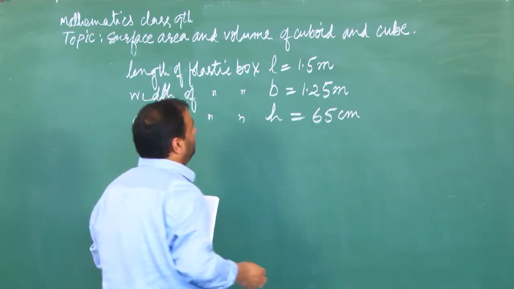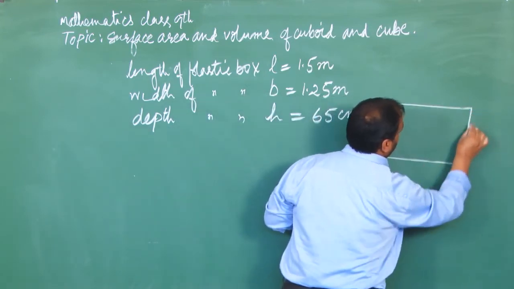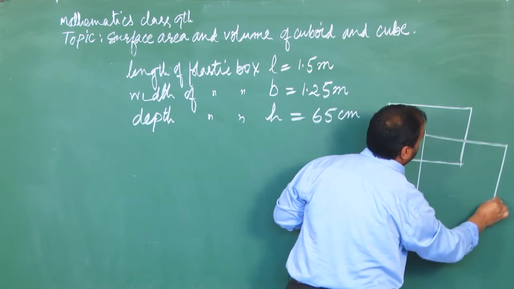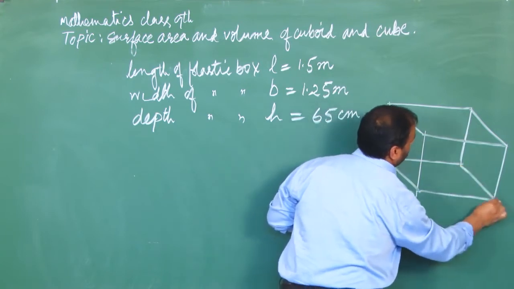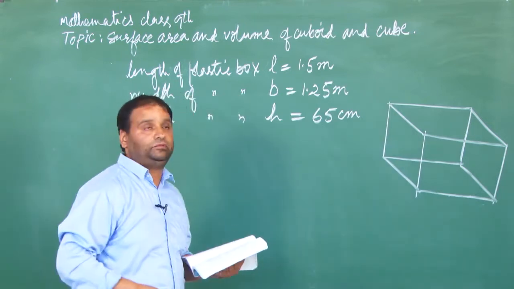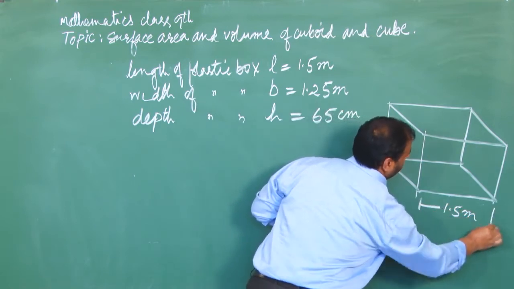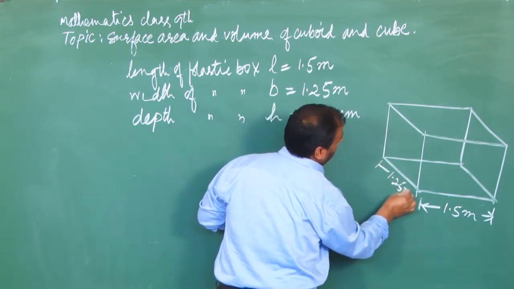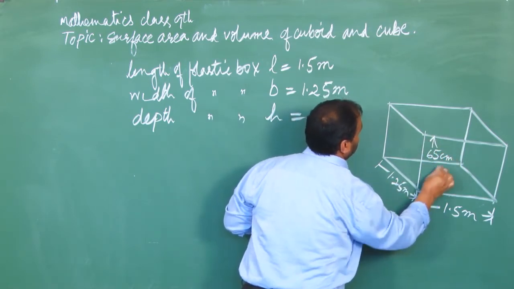To understand this, let us draw a cuboidal figure. First, draw a two-dimensional rectangular figure, then another rectangular figure, and join the corners. You will get a cuboid. And take this as an example of a plastic box with a length of 1.5 meters, with a breadth of 1.25 meters, and with a height of 65 centimeters. This is the plastic box.